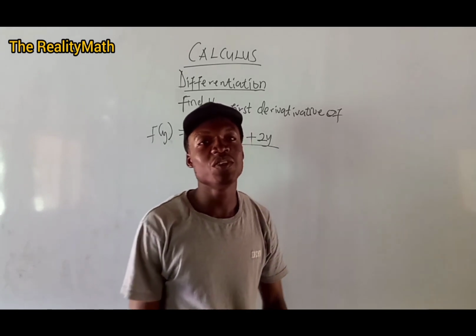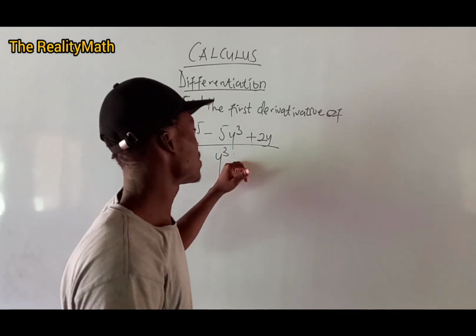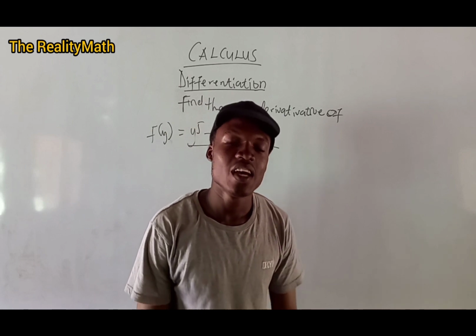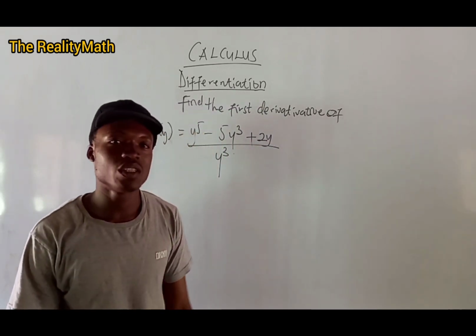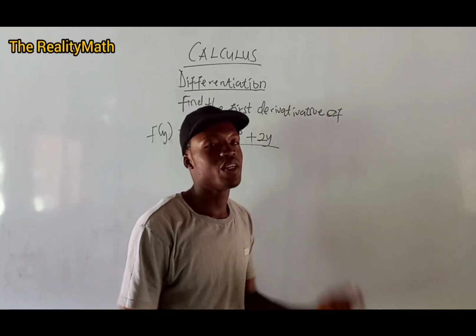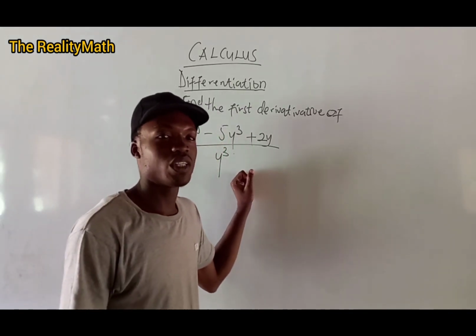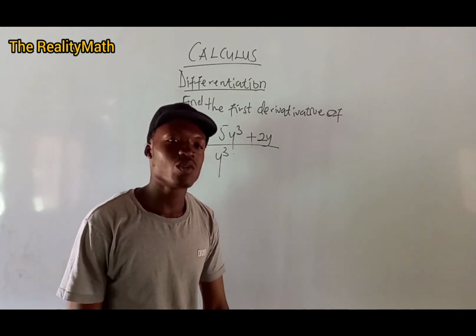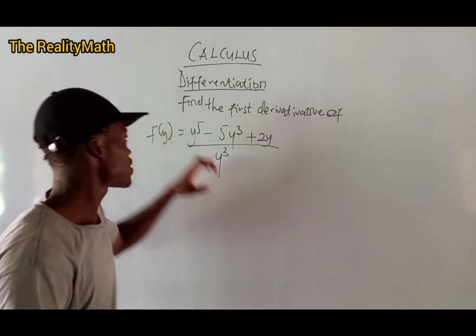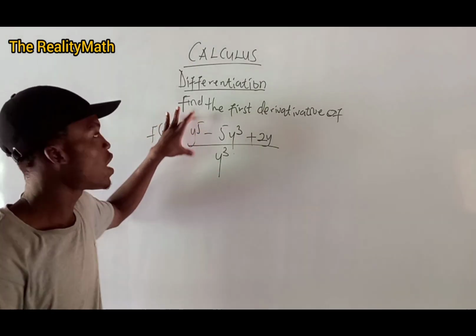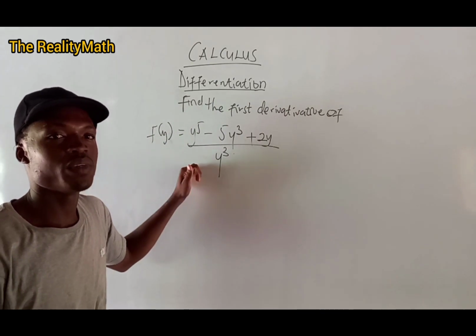From the previous video, we solved this same question using the first method, and this one we are going to use the quotient rule. If you haven't watched it, let's go back and watch. Alright, so now we are going to use the quotient rule. Why are we going to use the quotient rule? Because it is coming in a fraction form. You have the numerator and then the denominator.